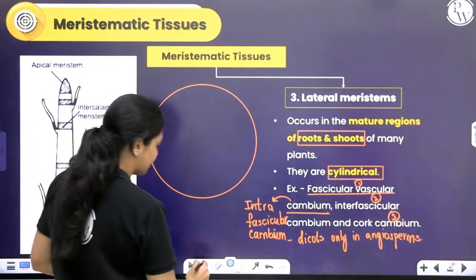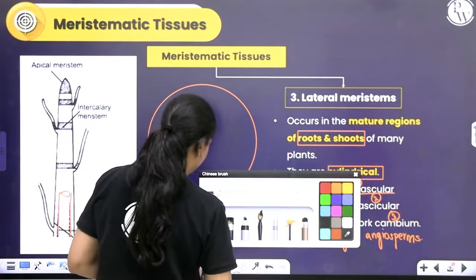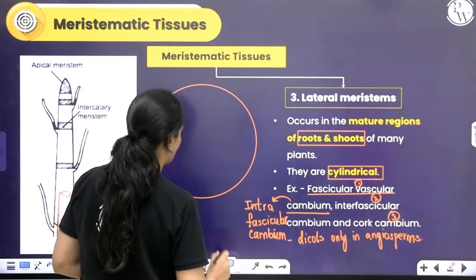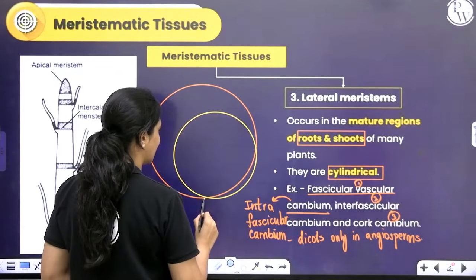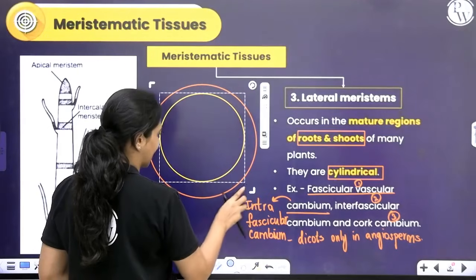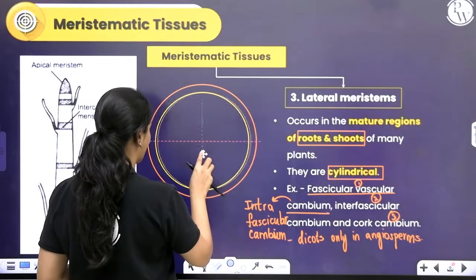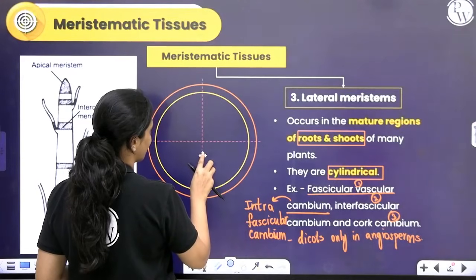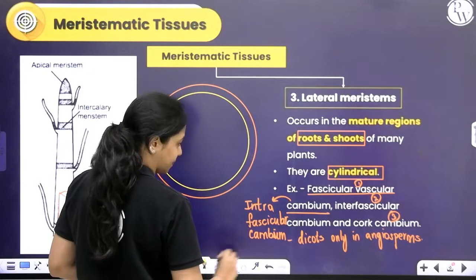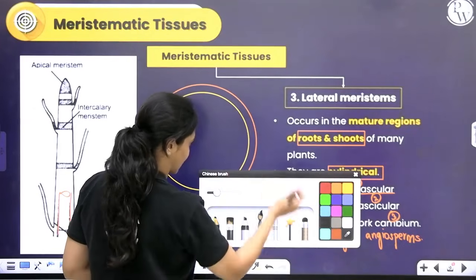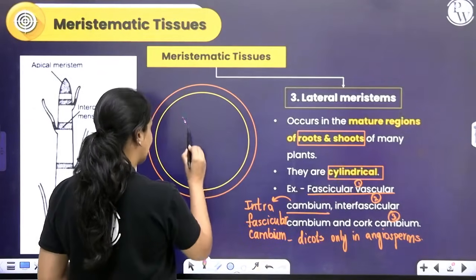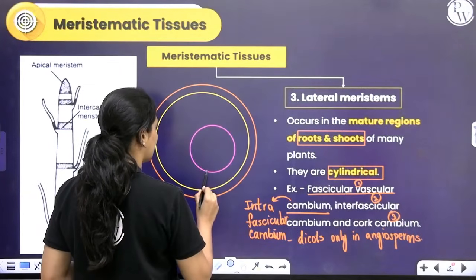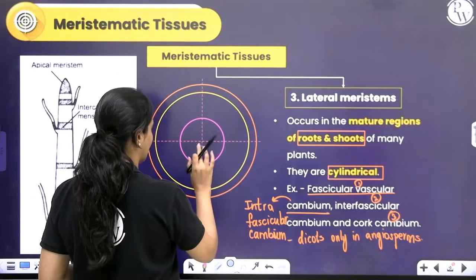So in this, you can find rings of cambium present towards the outside. Where exactly, I'll explain later. For now, just understand. Towards the outside, near the cortical region. You can find one ring of cambium, and slightly, relatively towards the inside, you can find another ring of cambium.